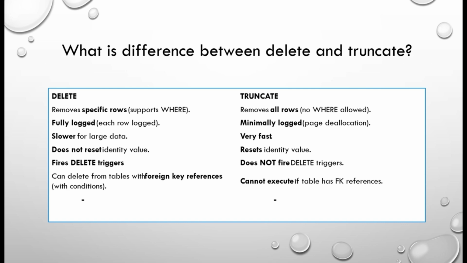Delete can delete from tables with foreign key references. Truncate cannot execute if the table has foreign key references. Delete uses row-level or page-level locks. Truncate uses a table-level lock. Delete is a DML command. Truncate is a DDL command.